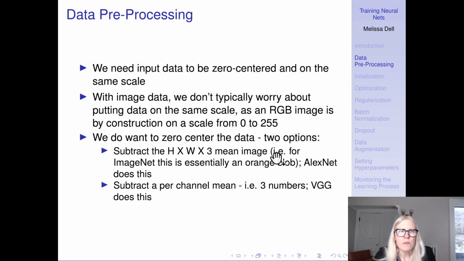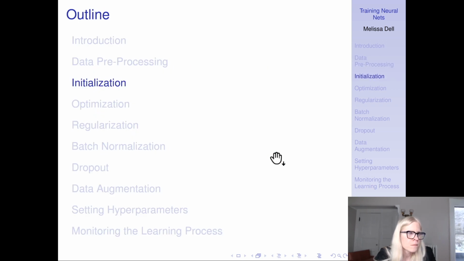All right, so first I'm going to say a word about data preprocessing. We need input data to be zero-centered and on the same scale. With image data, we don't typically worry about putting data on the same scale because an RGB image is by construction on a scale between 0 and 255, but we do want to zero-center the data, and there's two options for this. You can subtract the mean for the image, which is essentially an orange blob. AlexNet does this, or you can subtract the per channel mean, which would be three numbers. VGG does this. All right, so that's straightforward.